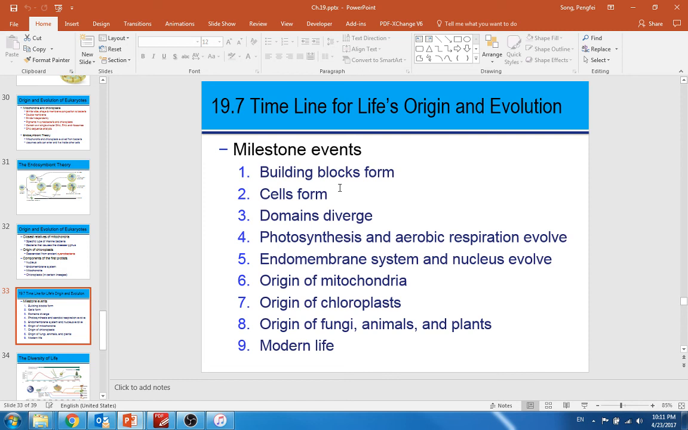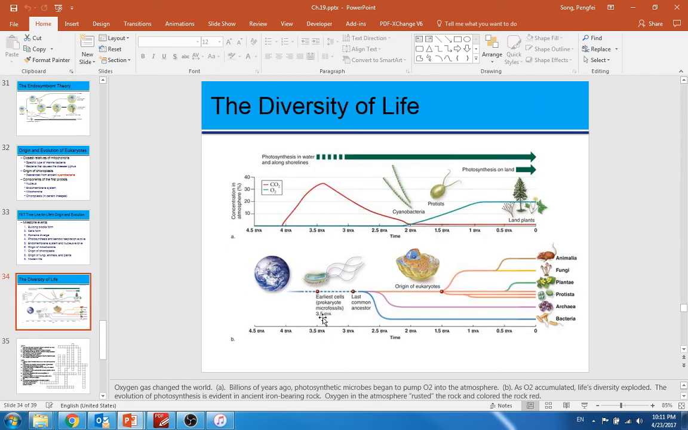Number 3 is that domains start to diverge. Besides bacteria, now we also started to have archaea. Number 4, photosynthesis and aerobic respiration evolved. At the beginning, photosynthesis only happened in bacteria. Aerobic respiration also happened in some bacteria only. And number 5 is endomembrane system and nucleus evolved, which started to produce eukaryotic cells.